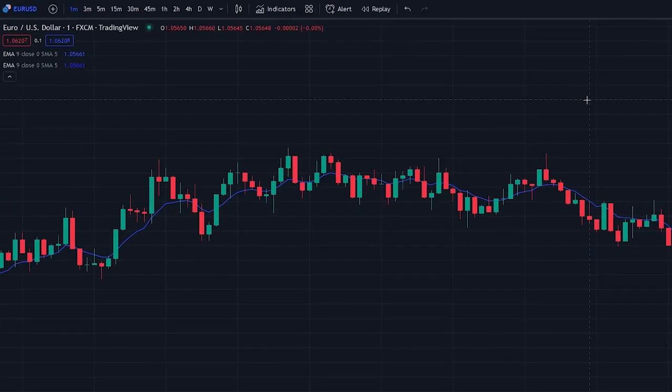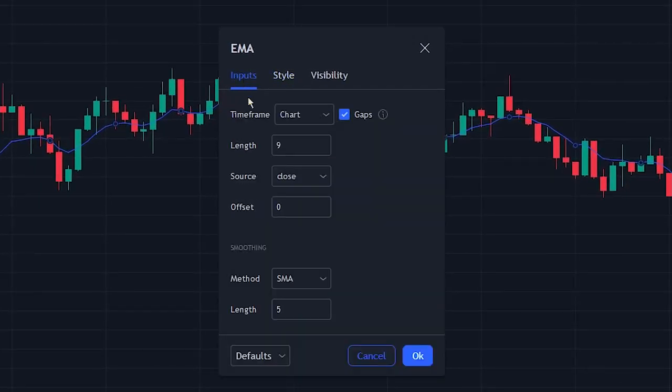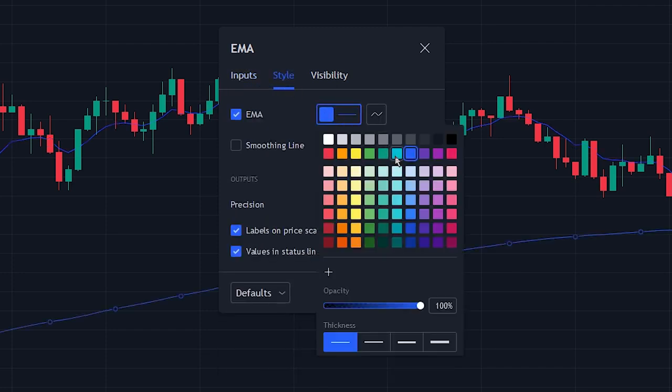Now let's head over to the indicator settings. Click on the first EMA settings and navigate to the Inputs tab. We will be changing the length to 200, after that navigate to the Style tab. We will change the color and thickness of the indicator to make it more visible.